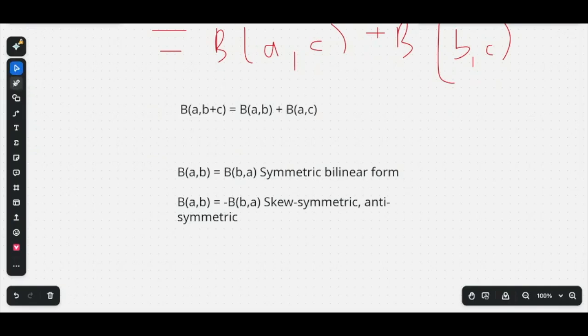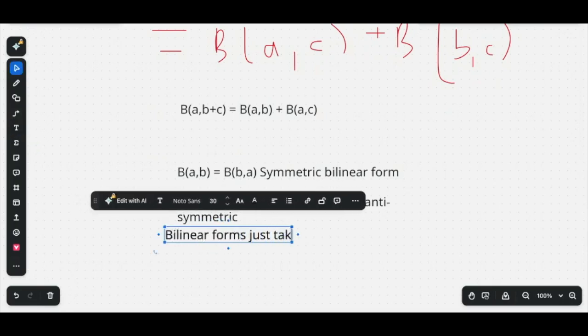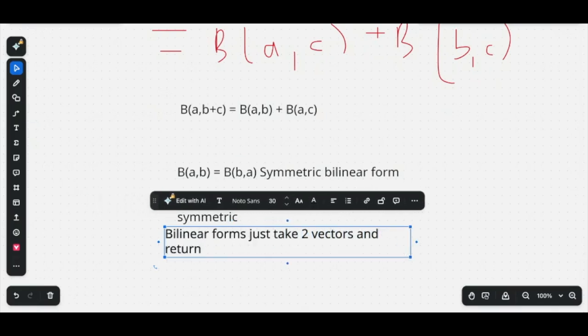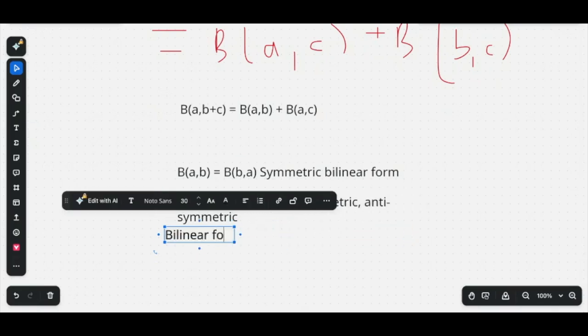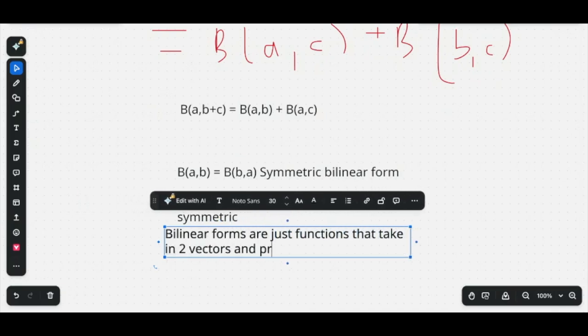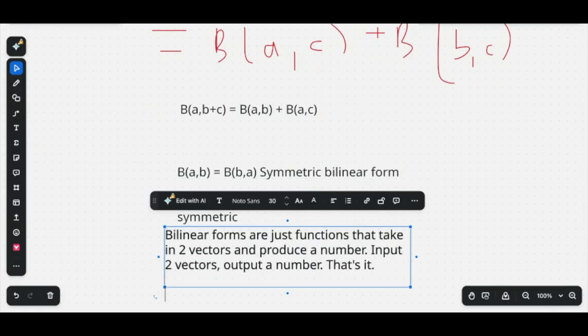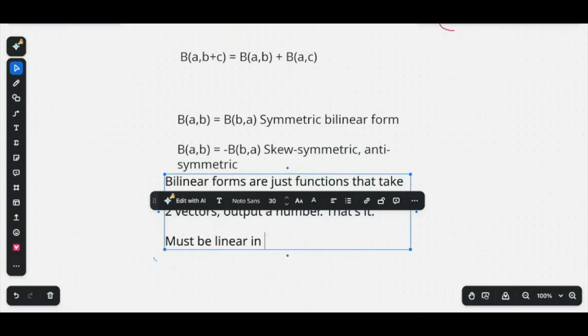So bilinear forms are just functions that take in two vectors and produce a number. Input two vectors, output a number. That's it. Must be linear.